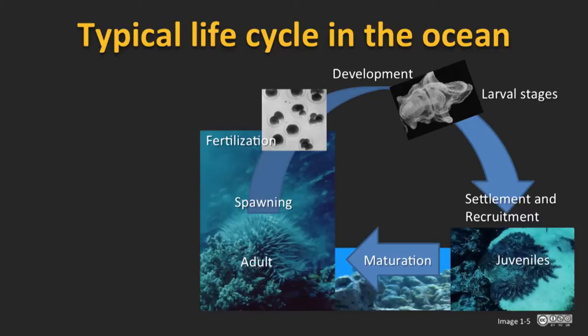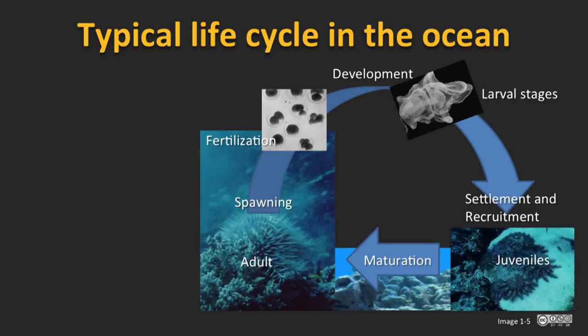Welcome back. I want to now talk about other aspects of reproduction and recruitment in the ocean. In order to do this, I need to introduce a number of other terms that relate to the typical life cycle of marine organisms. This diagram shows the life cycle of the crown-of-thorns starfish, which is typical of a large number of organisms associated with tropical coastal ecosystems.